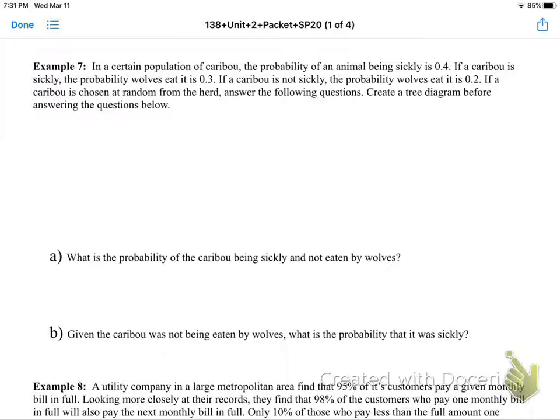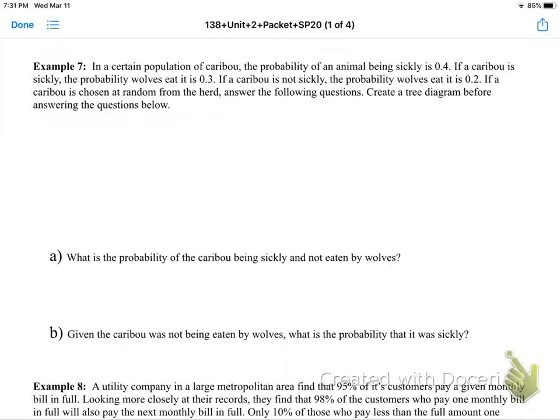It says, in a certain population of caribou, the probability of an animal being sickly is 0.4. If a caribou is sickly, the probability wolves eat it is 0.3. If a caribou is not sickly, the probability wolves eat it is 0.2. If a caribou is chosen at random from the herd, answer the following questions. Create a tree diagram before answering the questions below.